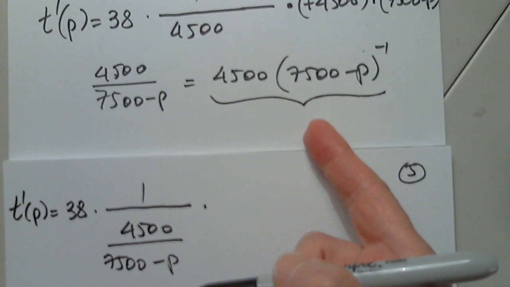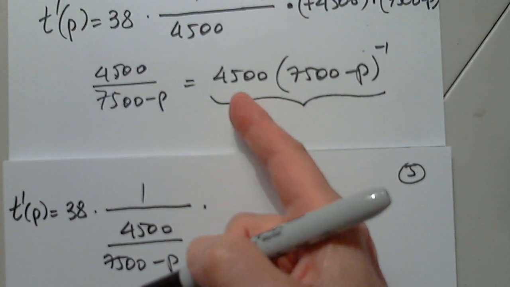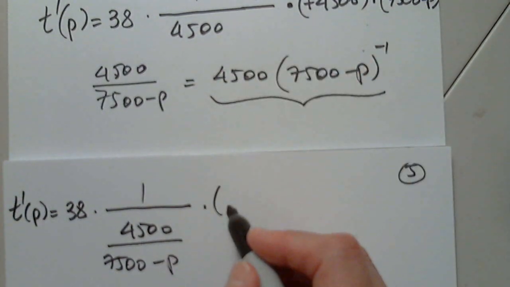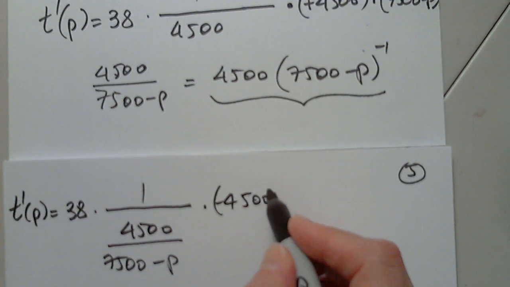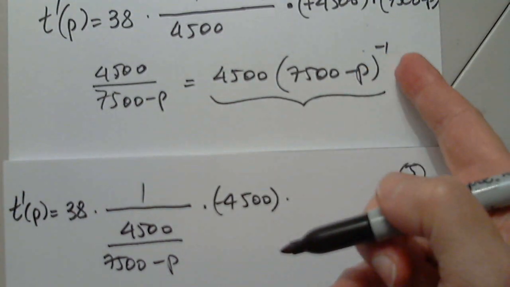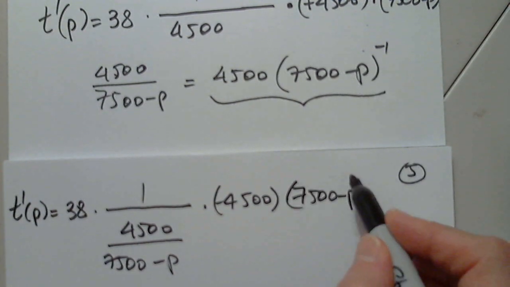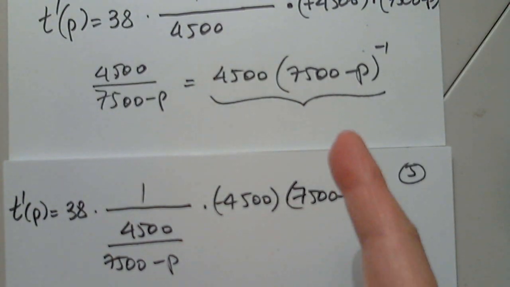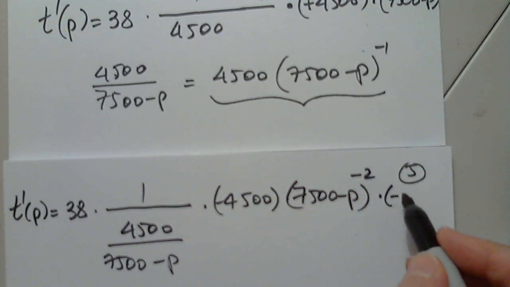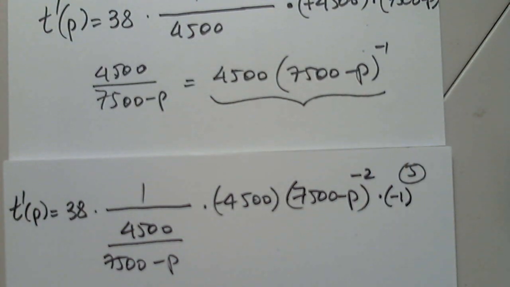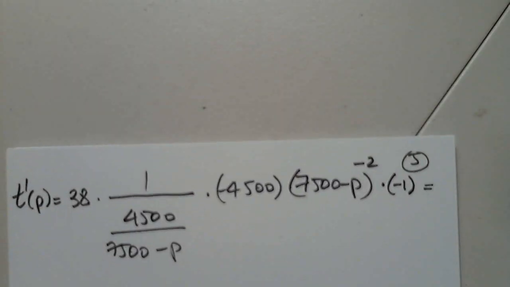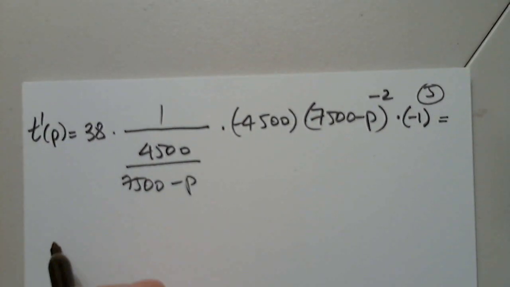This is what I'm differentiating now. 4,500 times negative 1, negative 4,500 times this to the negative 2, you have to subtract 1 from the power, times the inner function prime, which is negative 1. So therefore, I continue. Stop me if you have questions, please.